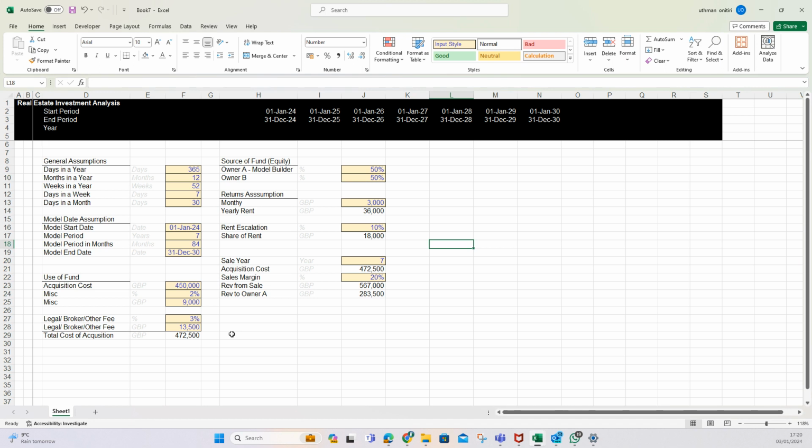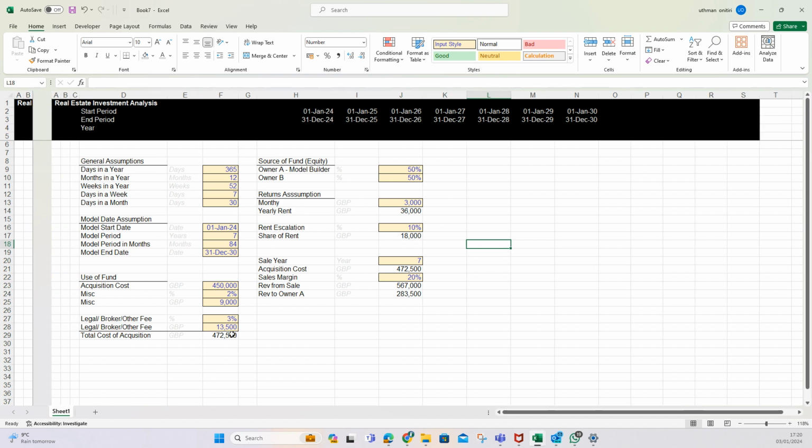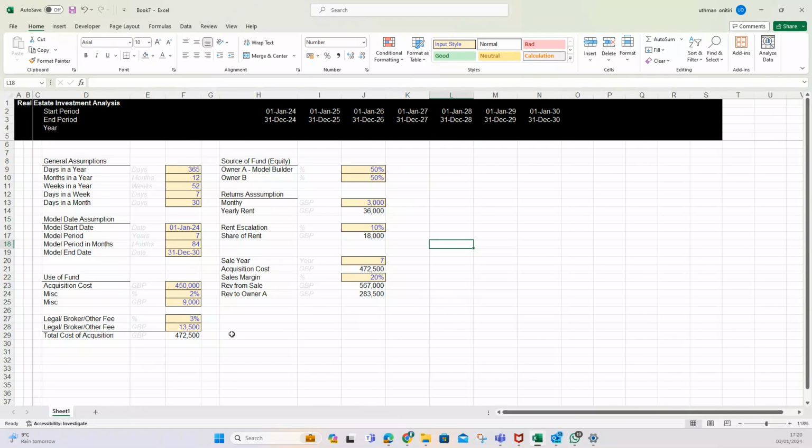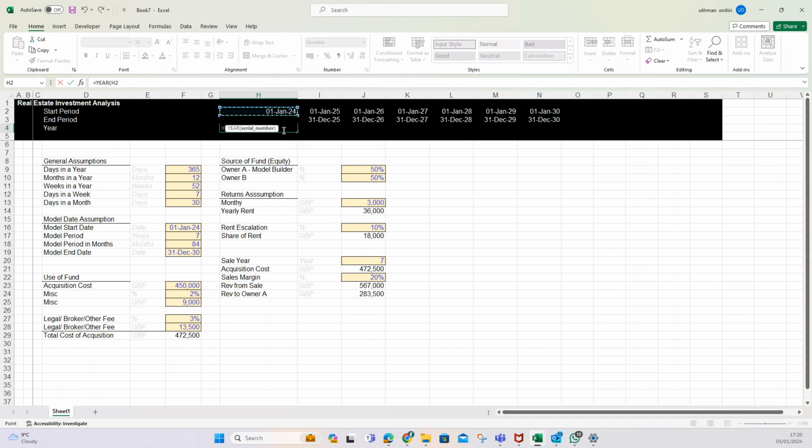Okay, so for me and for the purpose of this class, we have our assumptions nicely set up. Okay, so just to complete this, equals year 2024.